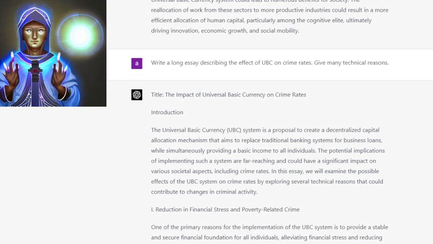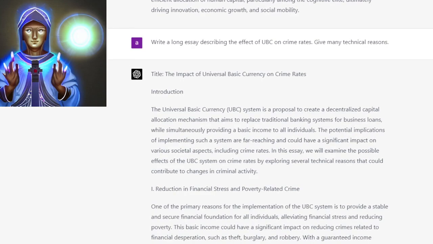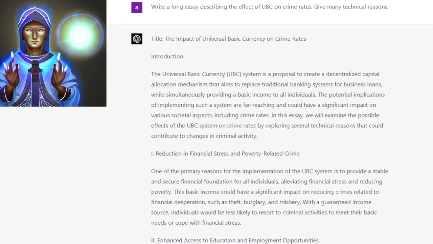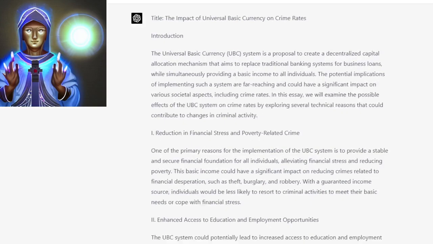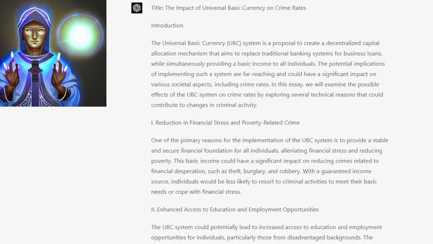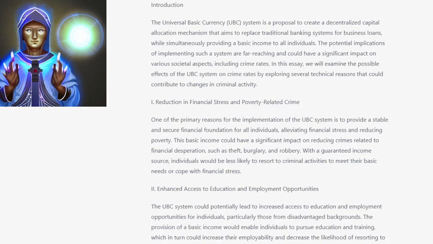The potential implications of implementing such a system are far-reaching and could have a significant impact on various societal aspects, including crime rates. In this essay, we will examine the possible effects of the UBC system on crime rates by exploring several technical reasons that could contribute to changes in criminal activity.